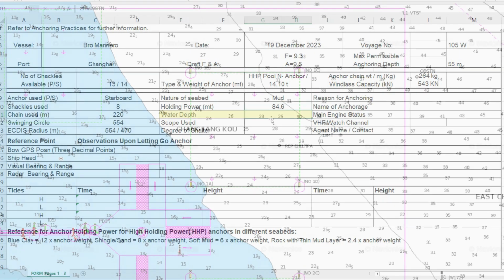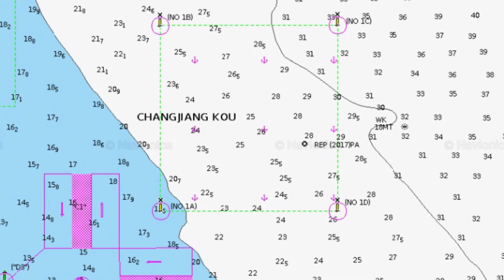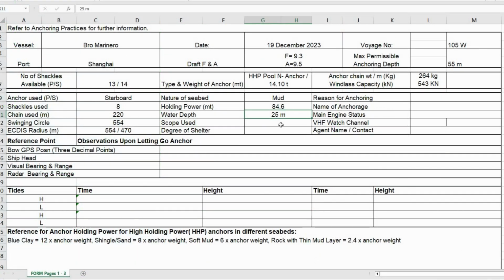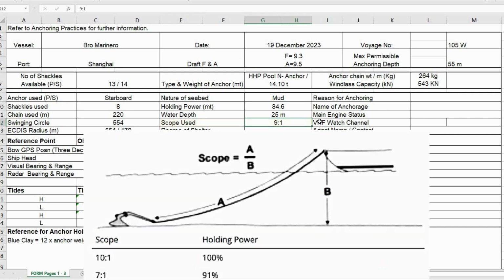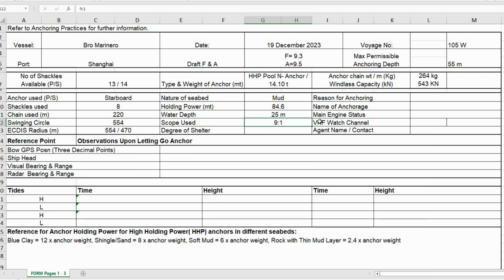Water depth. It is usually taken from a chart. But of course, you should not neglect the use of echo sounder and tide tables. Scope used. As we already know, scope refers to the ratio of the length of cable paid out to the depth of water, and a scope of 6 to 10 is considered a good value. Degree of shelter. You can indicate here if it is inner or outer anchorage. Reason for anchorage. Usually it's waiting for a berth or bunkering.